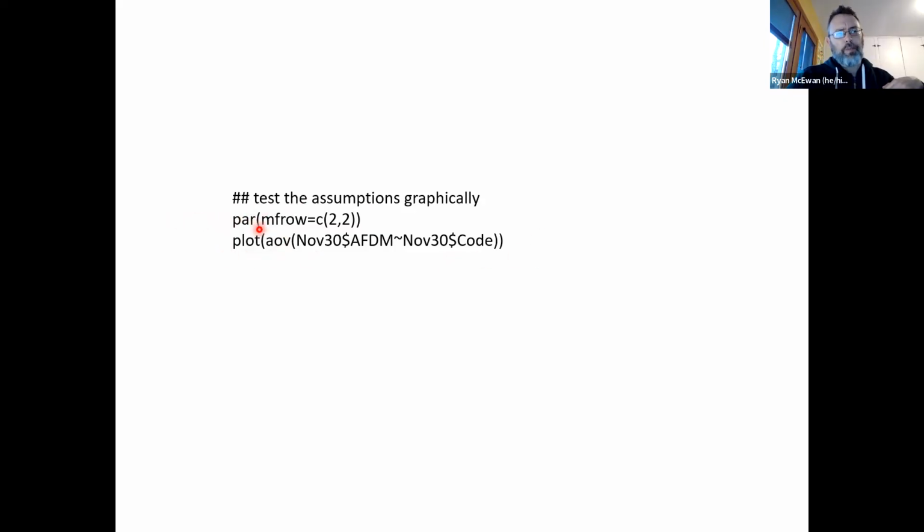So it's par, open parentheses, mfrow equals c, that's going to concatenate 2, 2, that's going to make up a stack of 2 by 2, so 4 graphs stacked. Then plot, open parentheses, aov, that's ANOVA, open parentheses, November30, that's the data set, $AFDM, tilde, November30$code, close. And run. Type the code. Run the code.